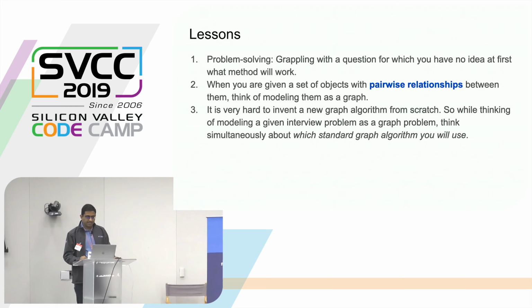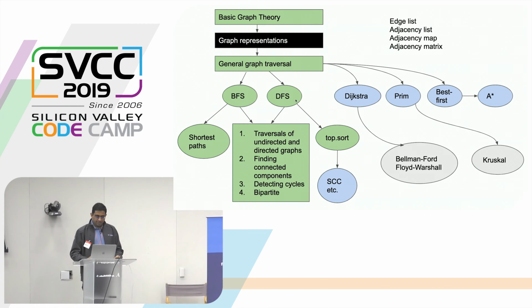The third lesson is that it is relatively hard to invent a new graph algorithm from scratch. So if we want to model a given interview problem as a graph problem, you have to simultaneously think about which standard graph algorithm you will use once you have modeled it. And very often, that standard graph algorithm will affect the details of how exactly you model it. The different standard graph algorithms are what we cover in our curriculum. They're all shown here.